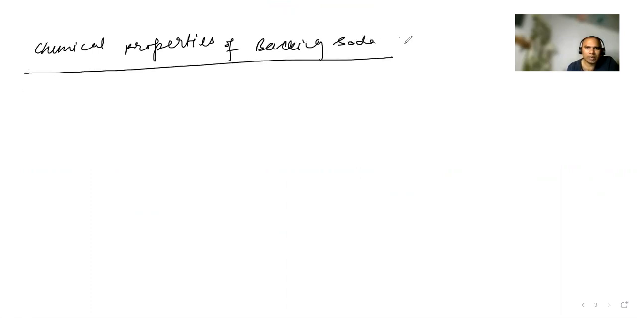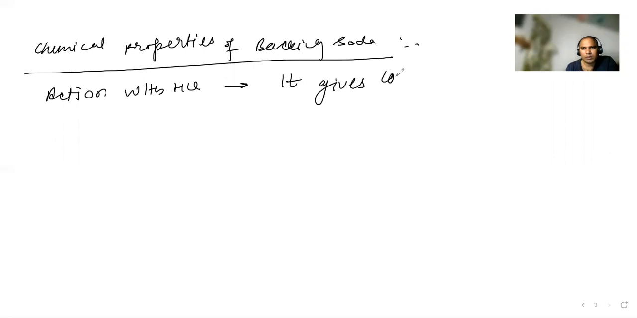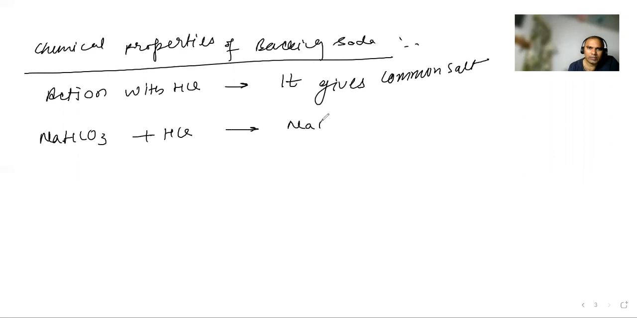What is the chemical property? Action with HCl. If you treat NaHCO3 with HCl, it gives common salt. You get NaCl plus H2O, and carbon dioxide gas is released. This is known as table salt. This is the important one.